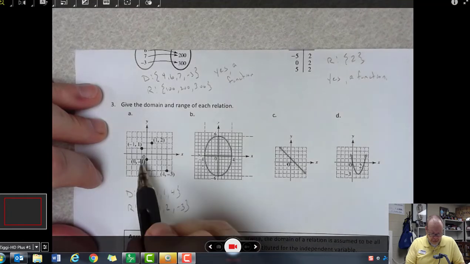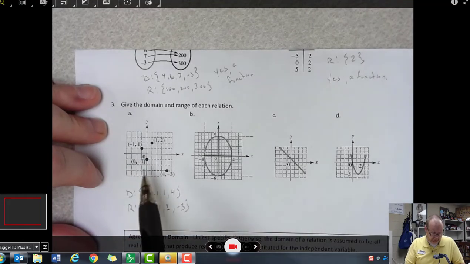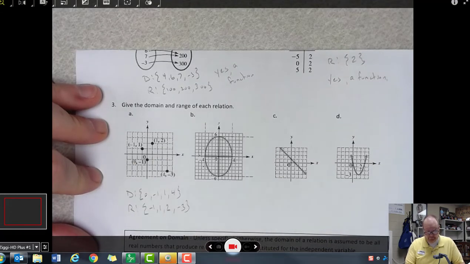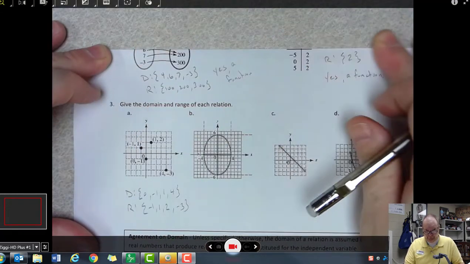By the way, this is a function. That's on the second page of this handout, but no x value shows back up a second time, so we can go ahead and make the conclusion that indeed that's a function.